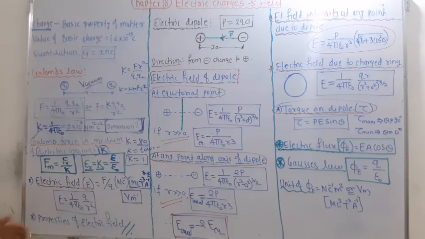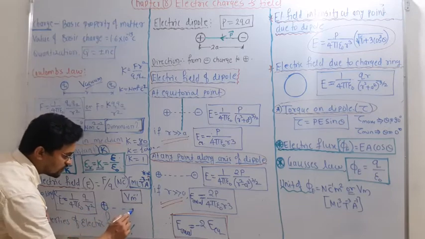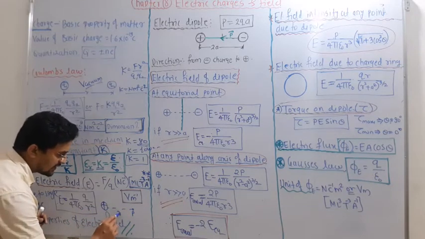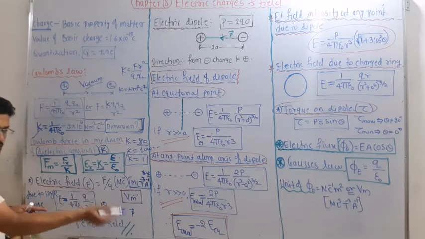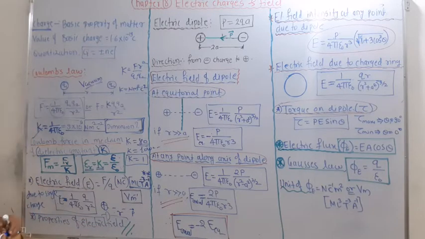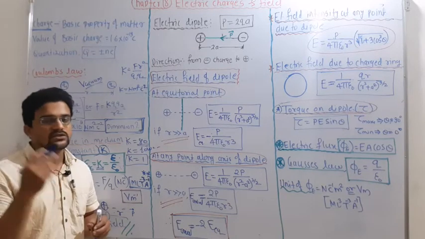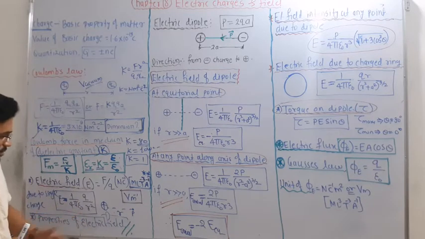Okay, so next, due to a single positive charge, the electric field at a certain distance r from the charge. If this is the positive charge and this is the point where you find the electric field at a distance r, it is given by E is equal to 1 upon 4 pi epsilon naught, q by r square. And then you have to remember the properties of the electric field lines. The electric field lines always start at the positive and end at the negative. There are so many properties, so just remember those properties.